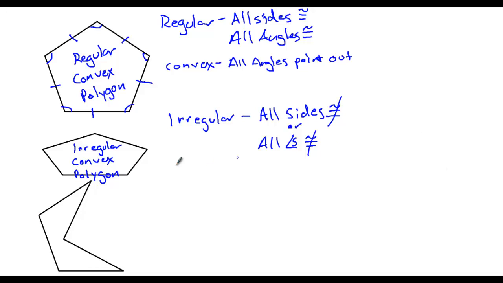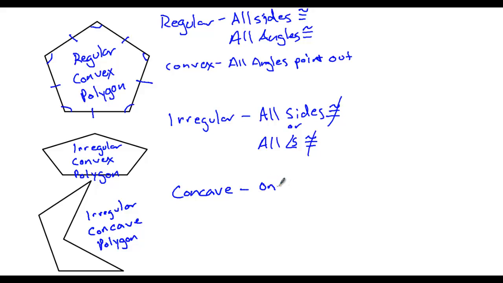If you count the sides, I still have 1, 2, 3, 4, 5 sides. So it's still a pentagon, but it's no longer regular because all the angles aren't the same. So it's irregular. It's also no longer convex because one of the angles is caved in here on the side. When I see a side caved in like this, I say that this is a concave polygon. So, irregular concave polygon.